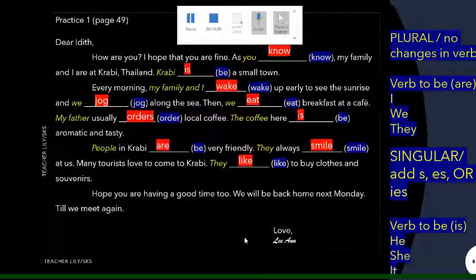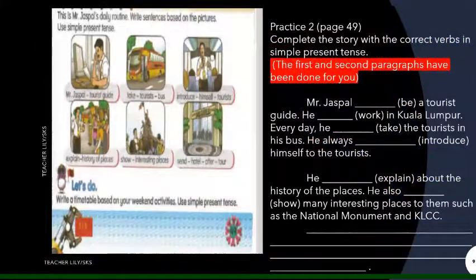Okay, next one. Practice 2 on page 49. Complete the story with the correct verbs in simple present tense. The first and second paragraphs have been done for you. This is Mr. Jaspal's daily routine. Write sentences based on the pictures. Use simple present tense. I have done the first paragraph and second paragraph for you. You have to write your own third paragraph, using the information in the last picture.